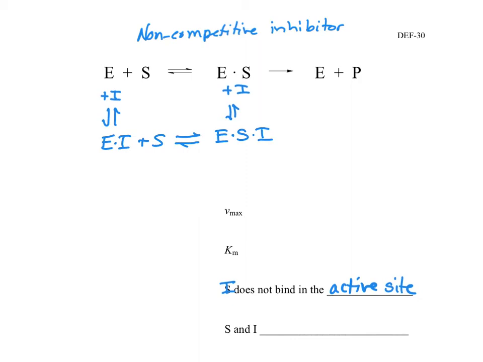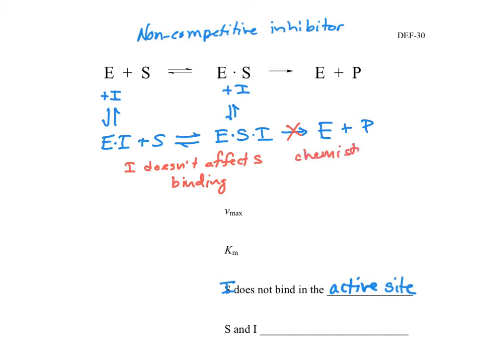And what we can say is that the inhibitor doesn't affect substrate binding. So if it can't affect substrate binding, how does it inhibit production of product? Well, the answer is that once the inhibitor and the substrate are bound, the conversion to product is slowed down or maybe even ultimately stopped. So instead, the chemistry is slowed or stopped.